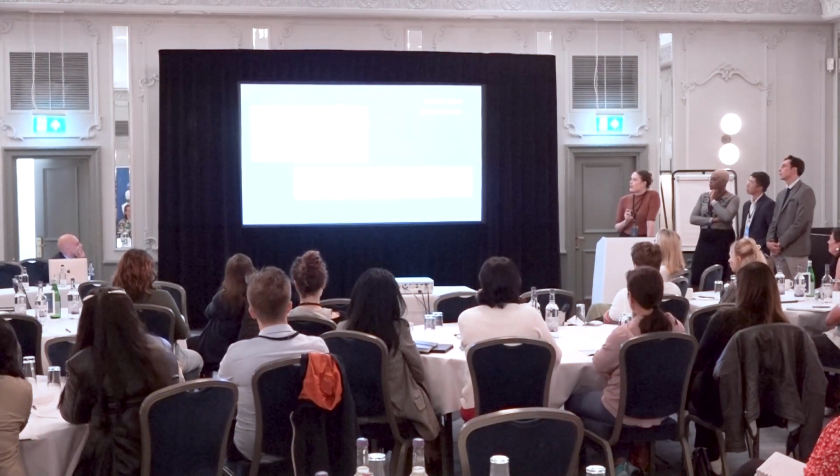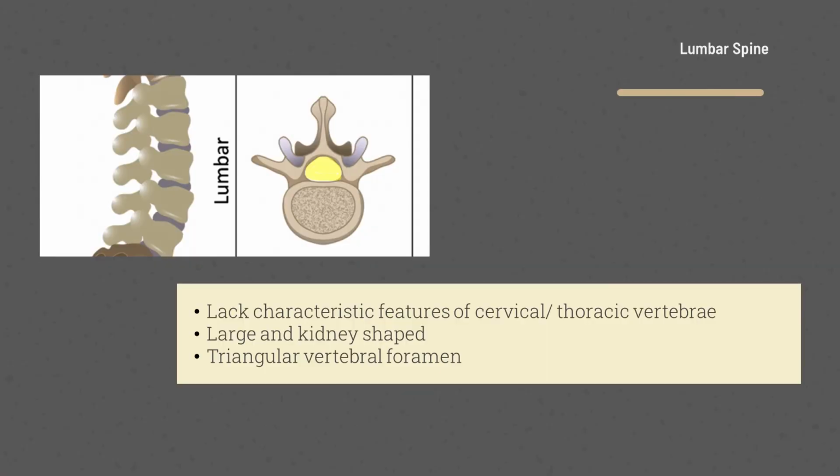Moving down further, we now have the lumbar spine. This is characterised by its lack of characteristics, so it doesn't have any transverse foramina, bifid spinous process, anything like that. It is, however, very large, and that's unsurprising given that it's got to support the weight of all of the torso. So you've got these large vertebrae which are supposedly kidney-shaped. I think that does require a bit of imagination if you see it in person. But they're large, they're kidney-shaped, and they have a triangular vertebral foramen, much like the cervical spine.